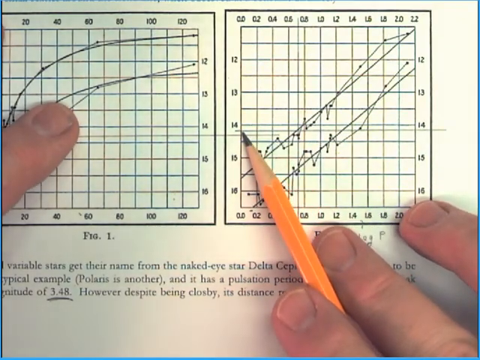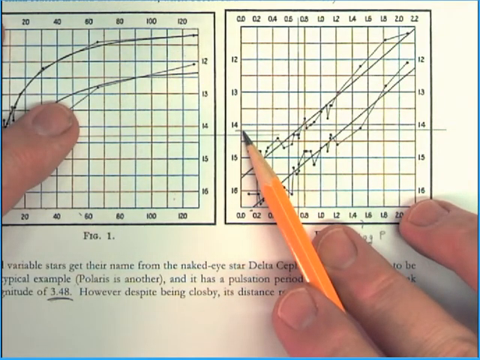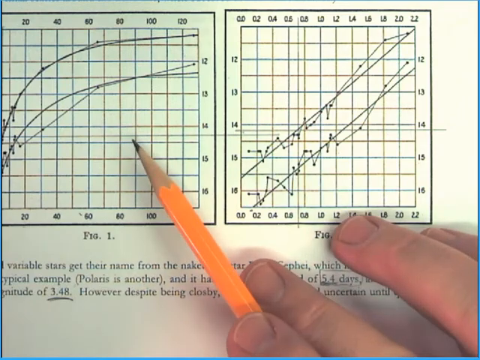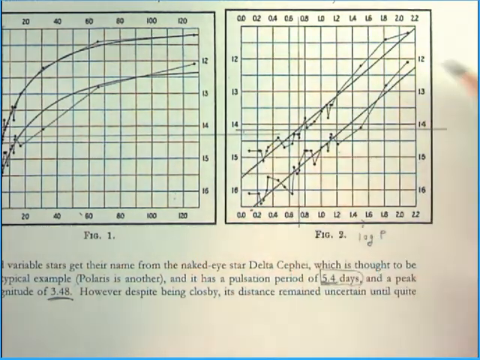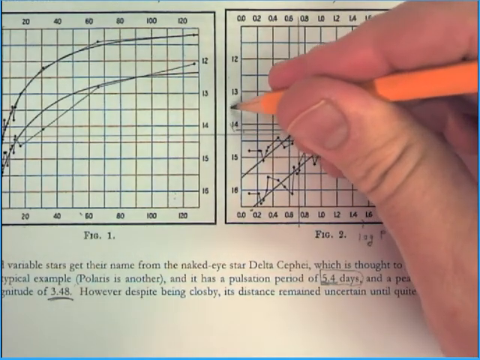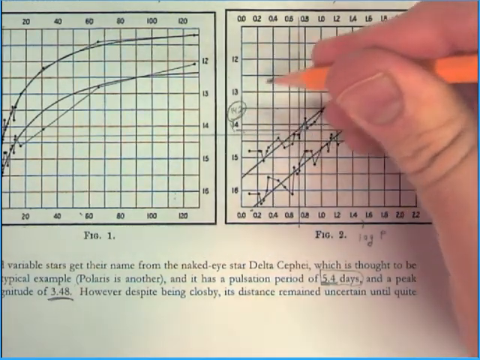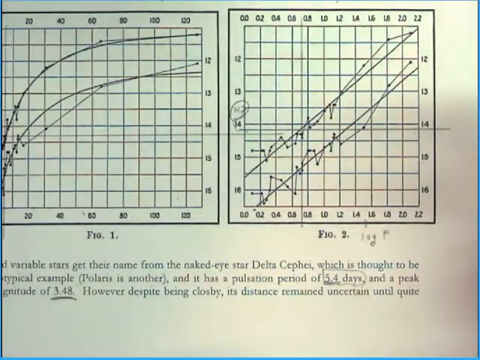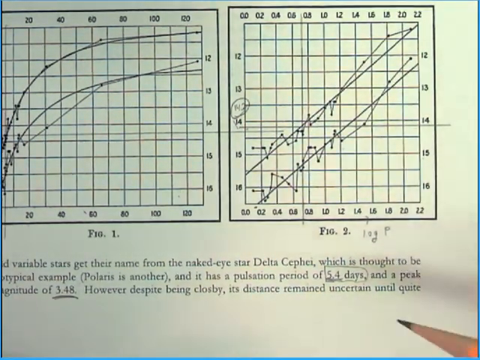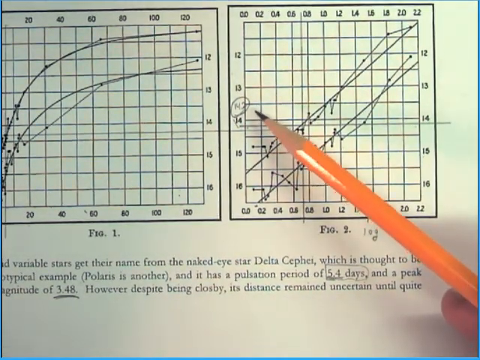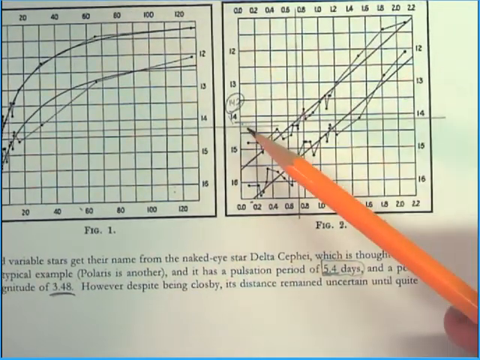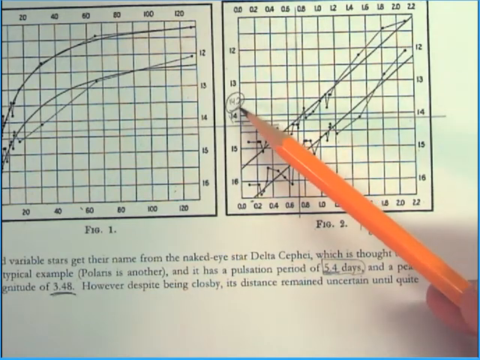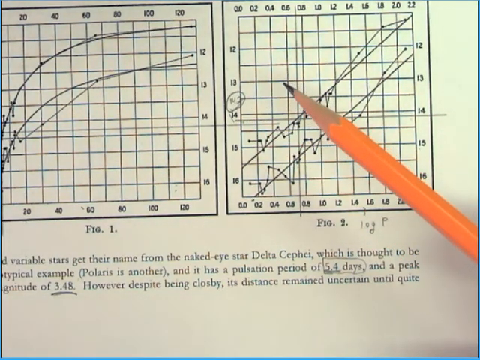Now, this is closer to 14.2. Notice it's a little closer to 14.3, but that's more like 14.2. Let's go with 14.2. Okay? What that means is, if the Delta Cephei were located in the small Magellanic Cloud, its magnitude would be 14.2.